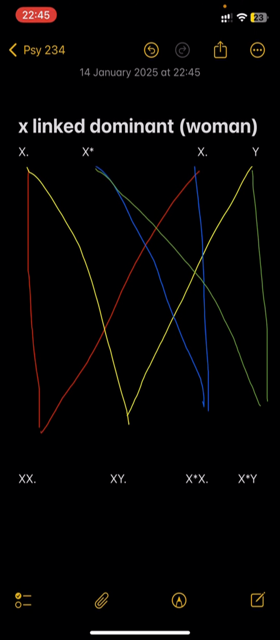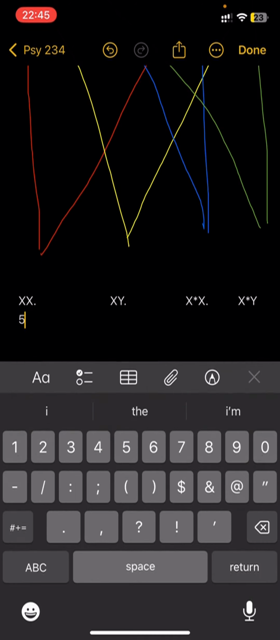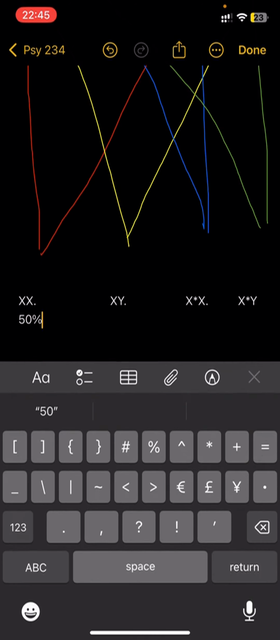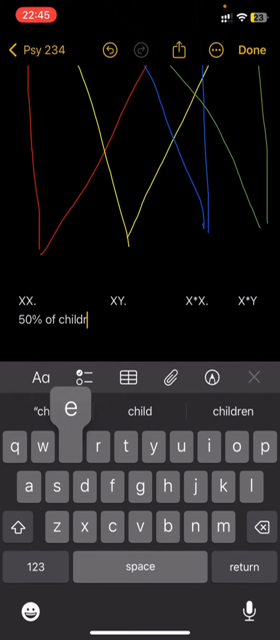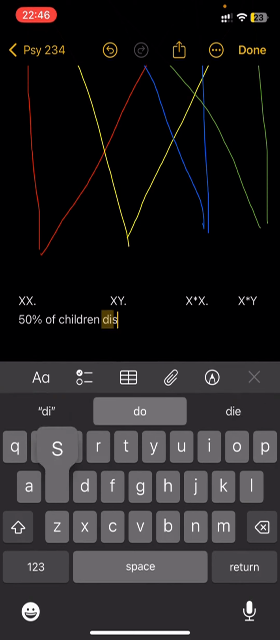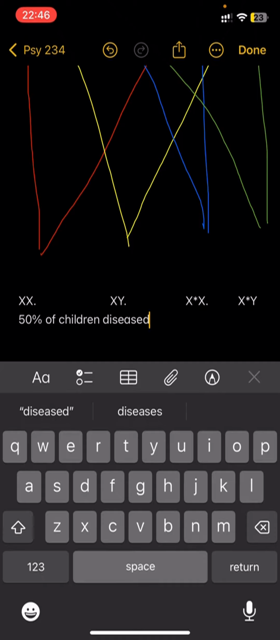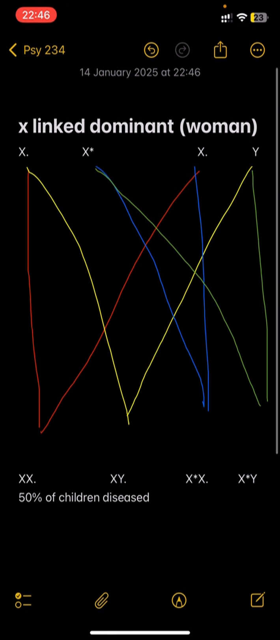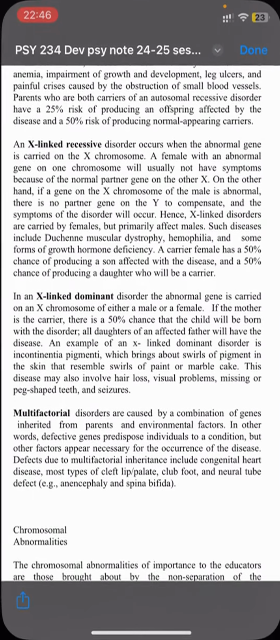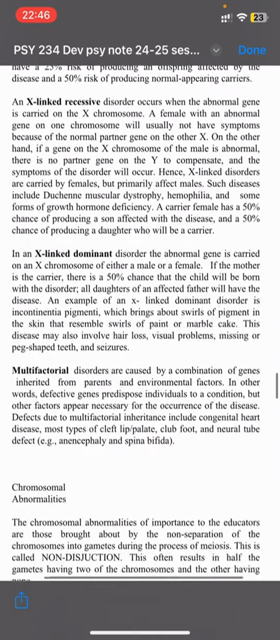So now we can draw some conclusions. 50% of all children will have the disease if the woman has it. You can see it's very different. Now, 50% of children have the disease. The other 50% will be safe. You can also see 50% of the male children will be safe and 50% of the female children will be safe, stuff like that.